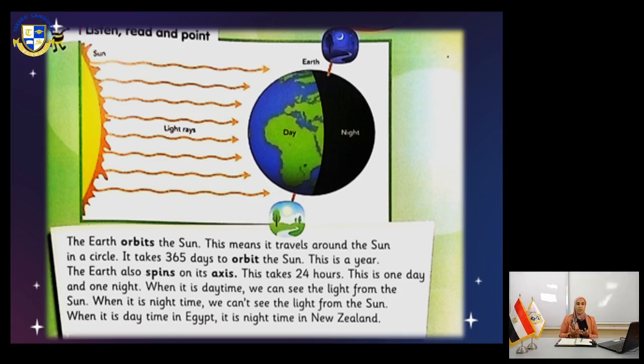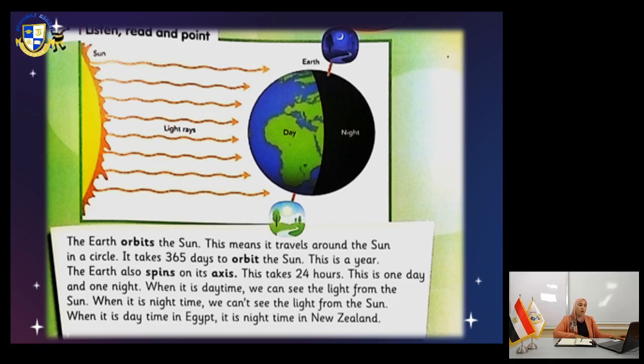What happens that there is a change and we have day and night? The earth, let's read together. The earth orbits the sun, which means that it is moving in a low oval path, like a circle, not a circular path, an oval, like the egg. So it orbits around the sun, it moves in its path around the sun. This means it travels around the sun in a circle.